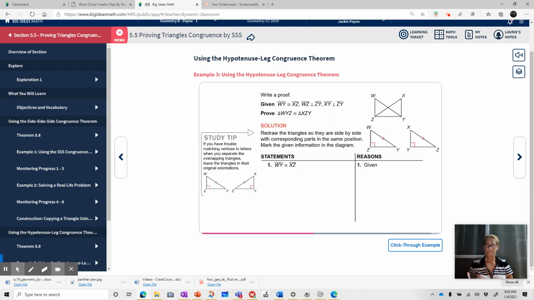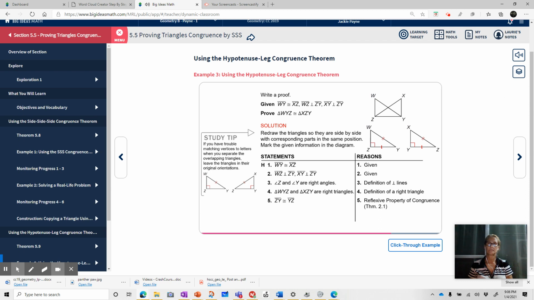You are given that segment WY is congruent to segment XZ. Notice from the diagram that these segments are the hypotenuses. You are also given that segment WZ is perpendicular to segment ZY, and segment XY is perpendicular to segment ZY. By the definition of perpendicular lines, angle Z and angle Y are right angles. Then, by the definition of a right triangle, triangle WYZ and triangle XZY are right triangles. Next, by the reflexive property of congruence, segment ZY is congruent to segment YZ.